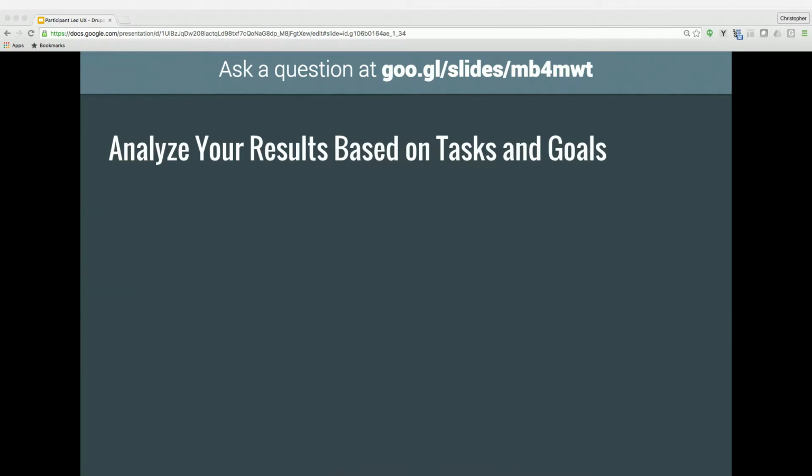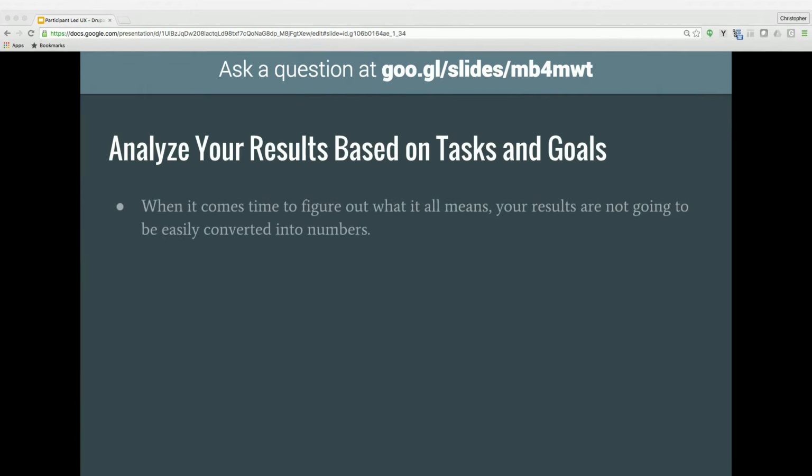And then you analyze your results based on tasks and goals. So when it comes time to figure out what it means, the stuff you get won't be easily converted into numbers. Now, you'll always be able to say how many people were there in the study, how many people had a hard time versus how many people had an easy time. A lot of people who consume usability or research want it boiled down into numbers because they're used to marketing research, which is all about numbers.